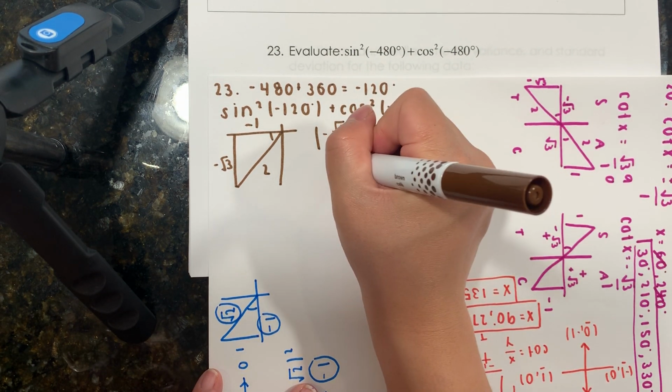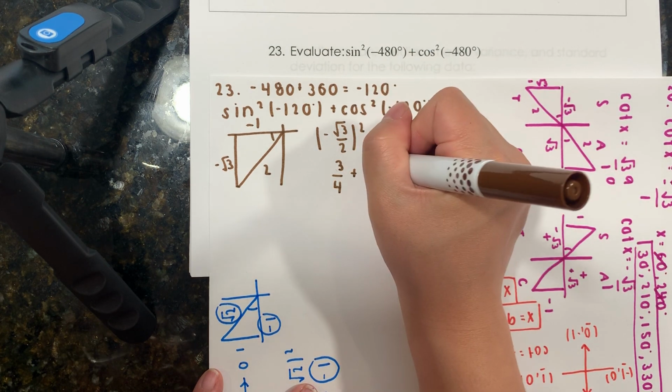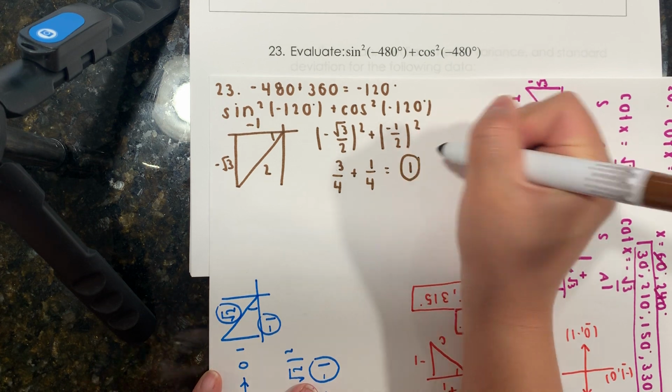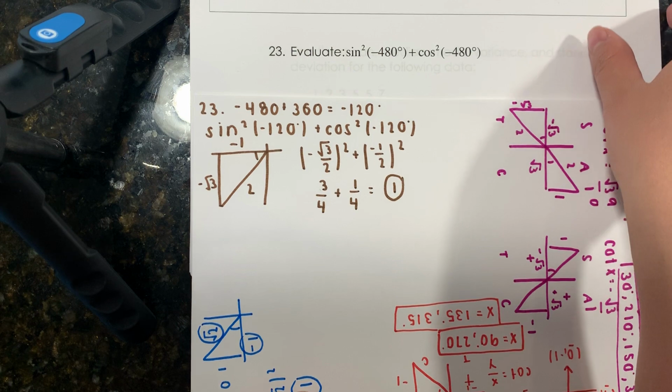When I square this, this is going to become 3 over 4. And when I square this, it's going to become 1 over 4. So our answer is just going to become 1. 3/4 plus 1/4 would be equal to 1.